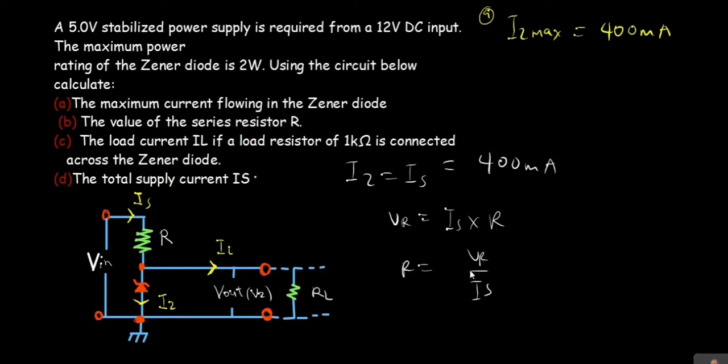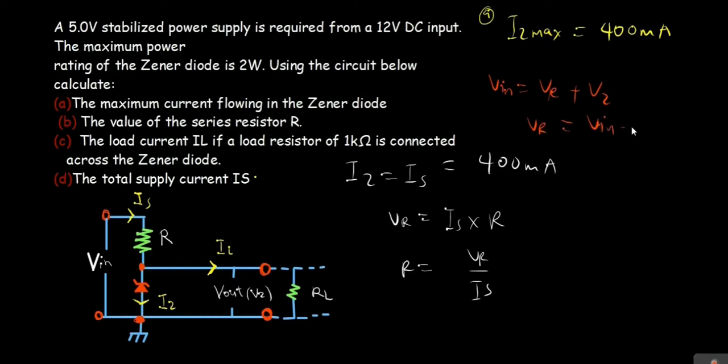Okay, so for us to be able to find VR, let's look at this circuit here. This part of the circuit is not working since it is open. So we have the input voltage V in equal to VR plus VZ. The voltage from the source will be equal to the voltage drop across this resistor and then across this Zener diode here. So if I want to make VR the subject, VR will be equal to what?